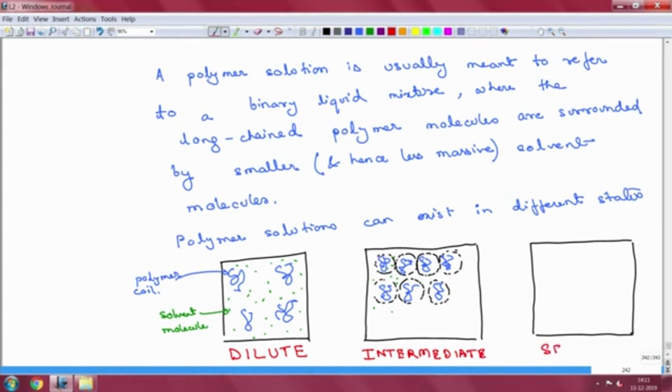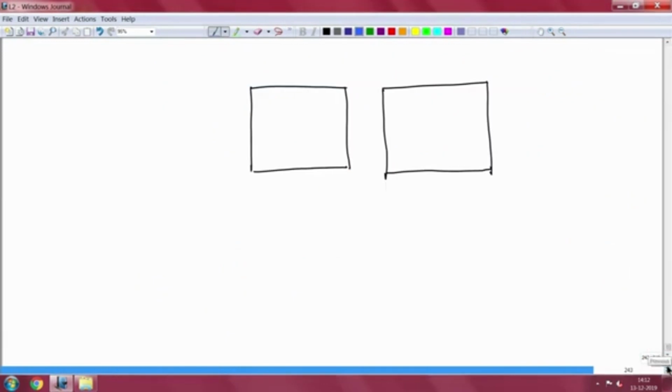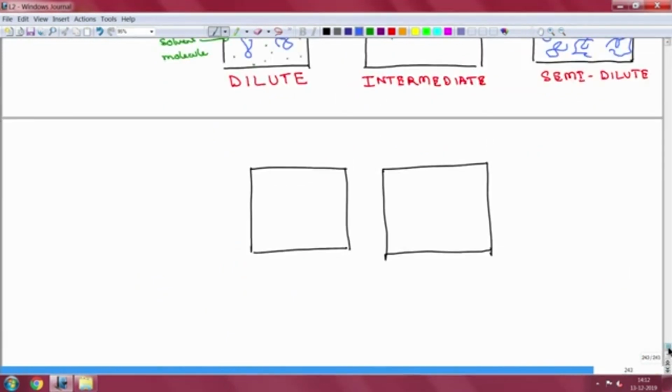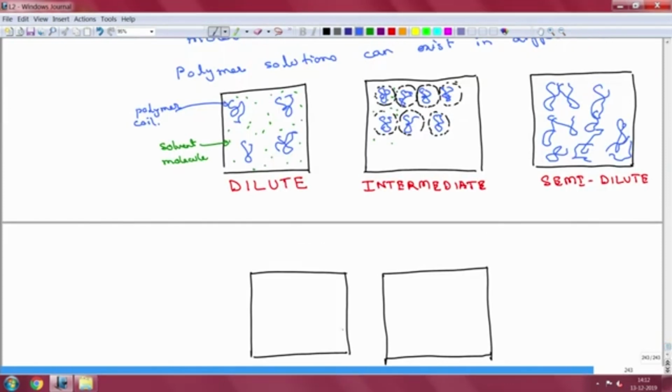So, the next regime is called semi dilute. Here the polymer chains are large enough in number that different polymer chains start to interact. Okay. This is another polymer chain, and they are large in number such that the concentration is such that the chains have just about started overlapping. This is a very intuitive description, right, at this moment. We will make it quantitative in a second, but let us first understand it from an intuitive perspective.